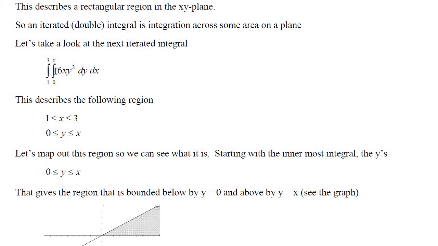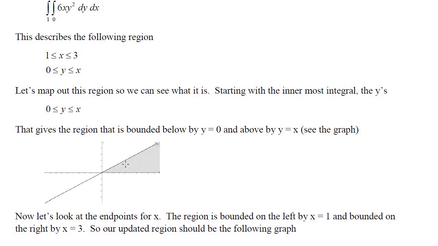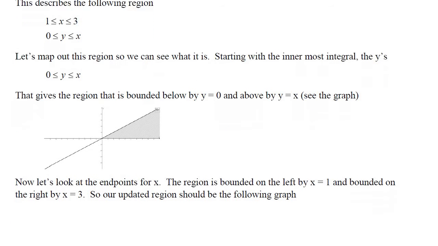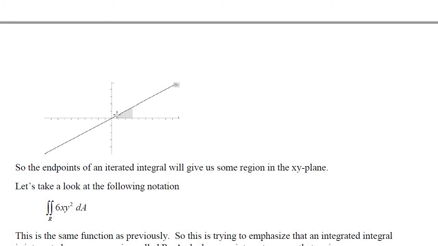So when you take a look at this innermost one, y goes from 0 on the bottom up to the equation y equal to x on the top. And I have graphed that here. So that gives me this sort of triangular shaped region in the first quadrant. Goes from 0 on the bottom up to this line y equal to x. Now when we take a look at the endpoints for x, x goes from 1 to 3. So we're going to have a left boundary of 1 and a right boundary of 3. So that describes the following region.